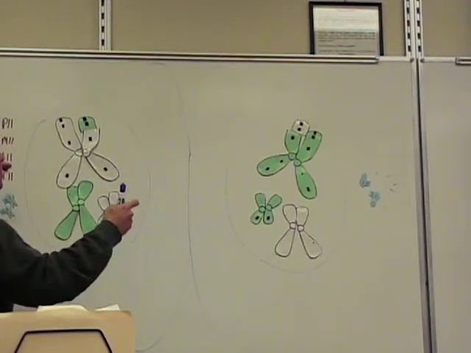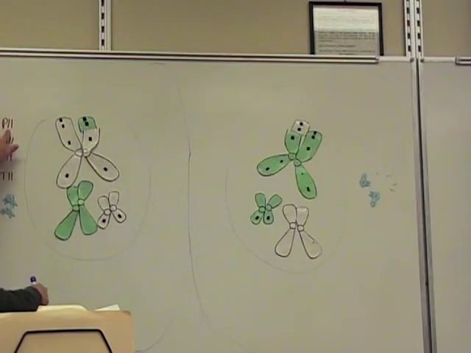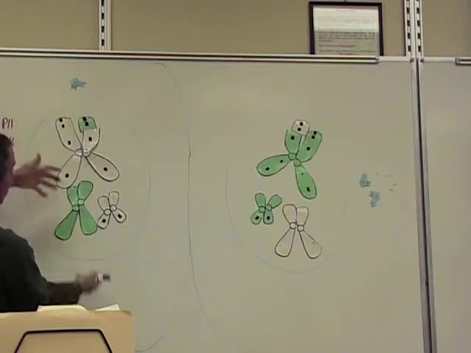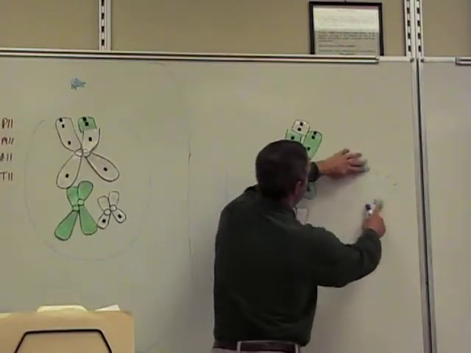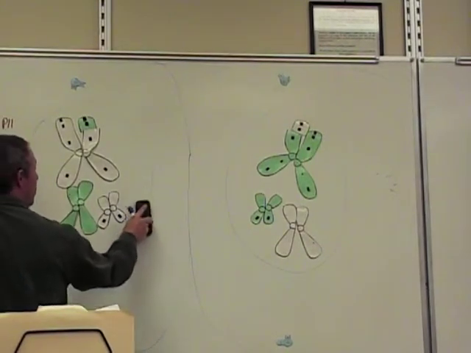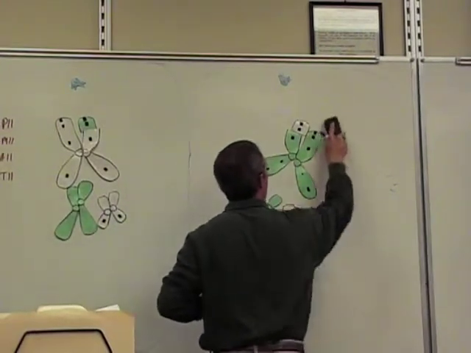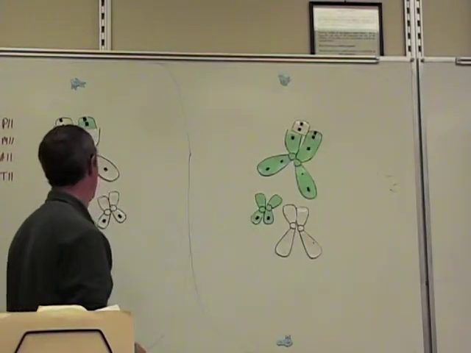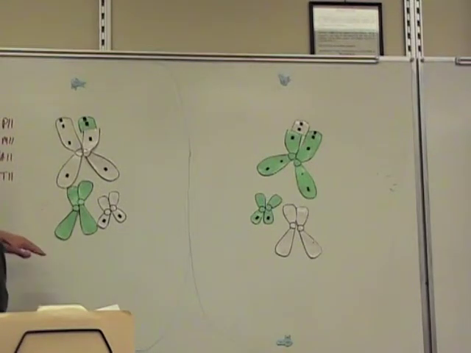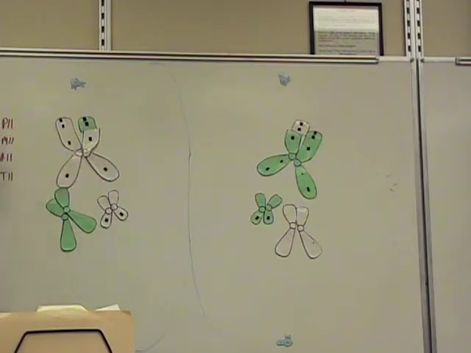Okay, so the next thing that happens is we go to prophase two. The centrioles move to opposite sides, shoot out spindle fibers, just like before. The nuclear membrane dissolves, just like before. Spindle fibers shoot out, attach to the chromosomes. Everything in these phases is the same as mitosis. Exactly the same.